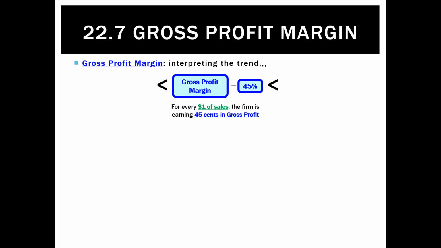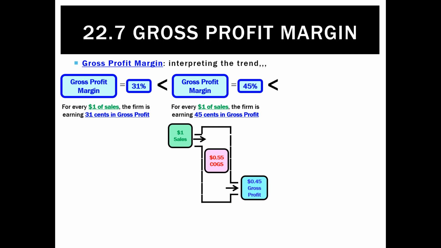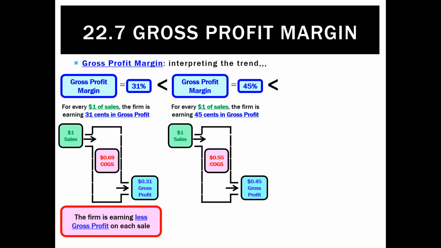We need to interpret the trend from time to time. So if it was 45% this year, what does that mean? It means for every sales dollar, we earned a gross profit of 45 cents. If that went down to 31%, what that means is for every sales dollar, we actually only earned a gross profit of 31 cents. So what must have happened is our cost of goods sold must have gone up to 69 cents from 55 cents. And that's a bad trend. Our profitability is worse. We are earning less gross profit on each sale.